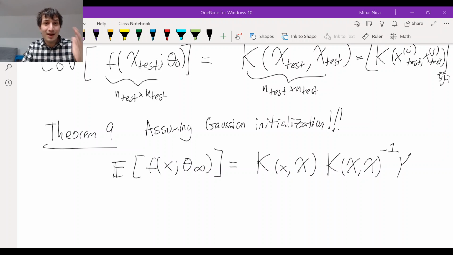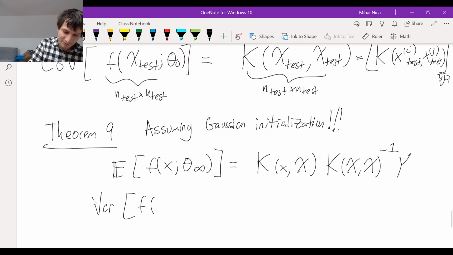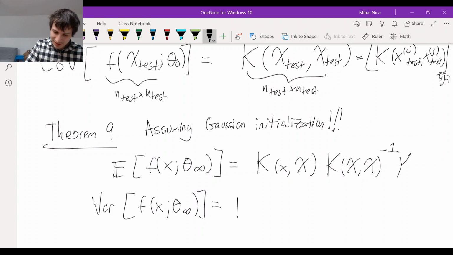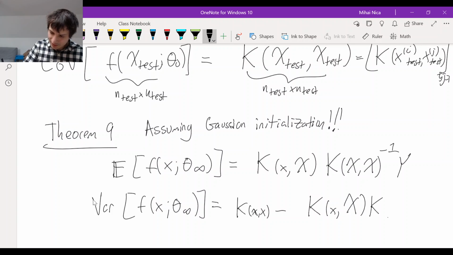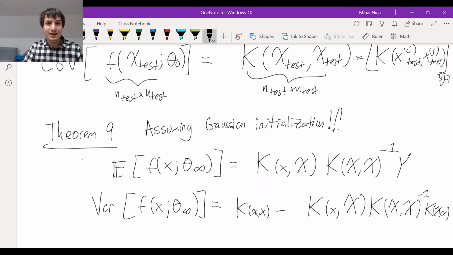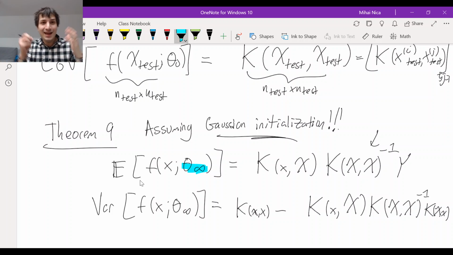Not only that, but I can tell you what the variance is going to be. The variance of f of x, theta infinity, is equal to this: k of x, lowercase x, minus, and then you do this funny inner product, k of x, k of big X inverse k of x. That's the variance. This model is random because the initialization is random, but for any individual point, I can tell you on average where it goes at time infinity. So this is after training, and I can tell you the variance.